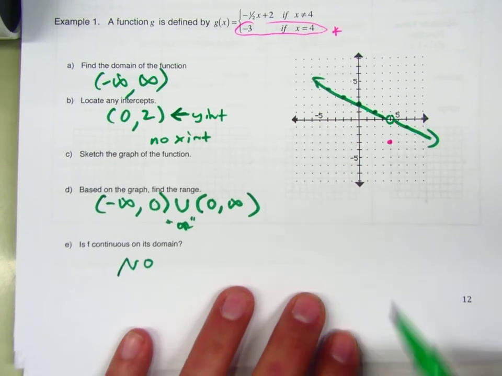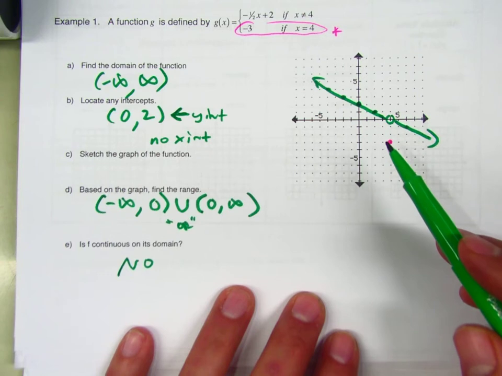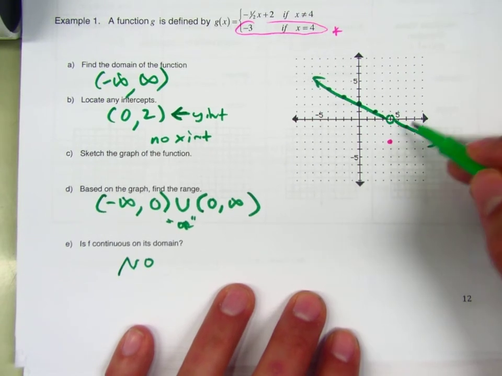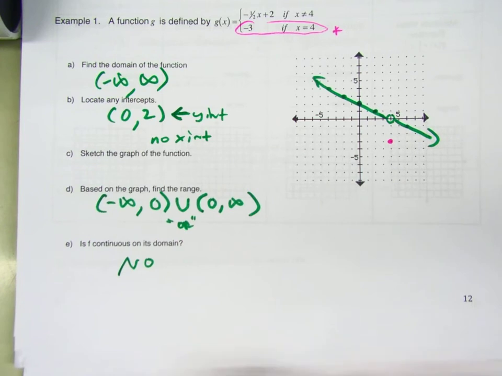If that point wasn't there, would it be? If this point weren't there, no, because we skip over that value. Yeah, that's exactly right. Good question.